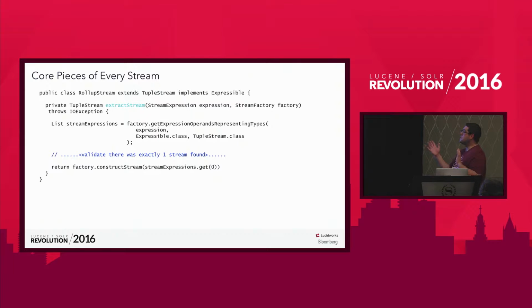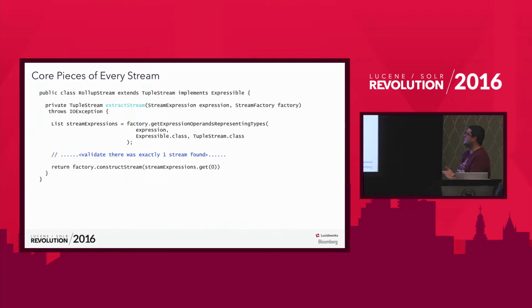All right, so the extract stream method. Now this isn't part of any of the abstract classes or interfaces. I just separated it out into a slide for simplicity. So the first thing we're going to do is get the expressions. We're going to get the parameters from the original expression that represent a stream. And the way we're going to do that is there's a function in the factory called get expression operands representing types. Very wordy, kind of not clear exactly what it's doing. But the representing types is the important part.